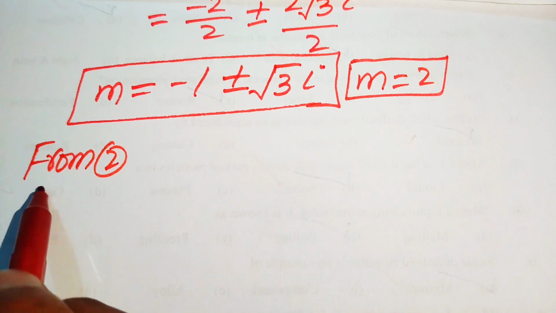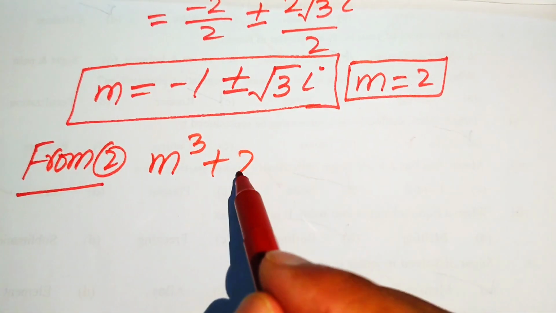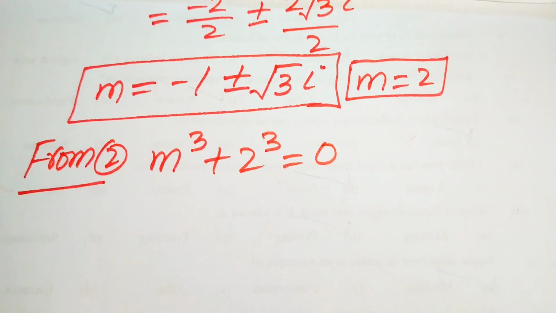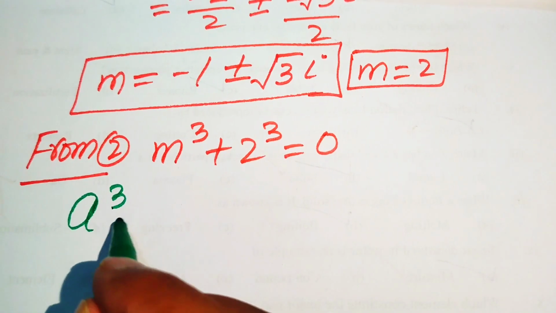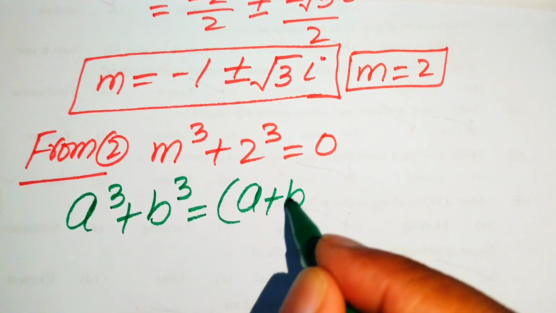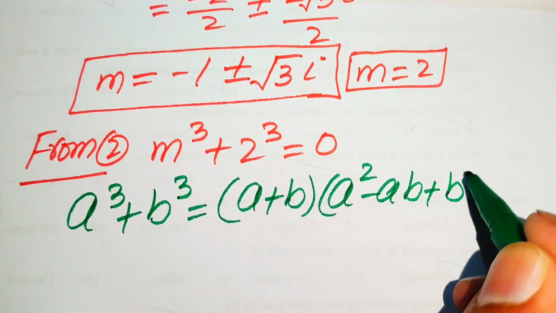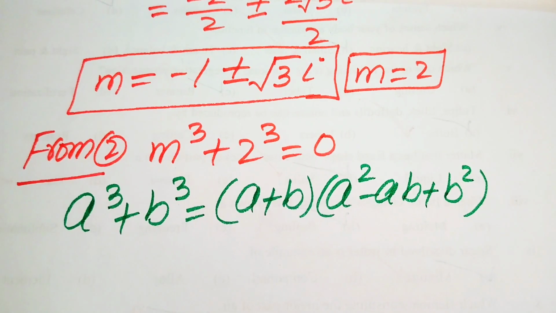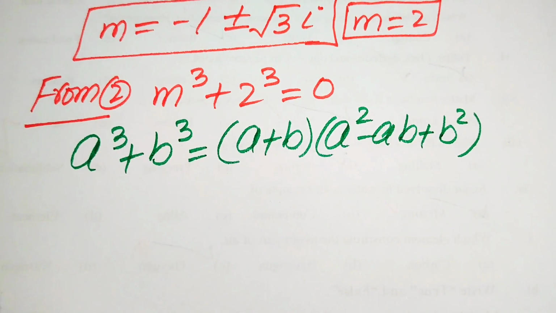So from equation number 2 we have m cubed plus 2 cubed equals 0. So here we again use the nice cubic formula, and you know about this formula. It is written as a cubed plus b cubed equals a plus b times a squared minus ab plus b squared. Here we use this nice formula in order to solve the above equation. So now we apply this formula.